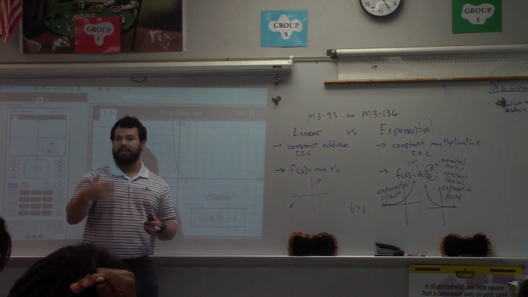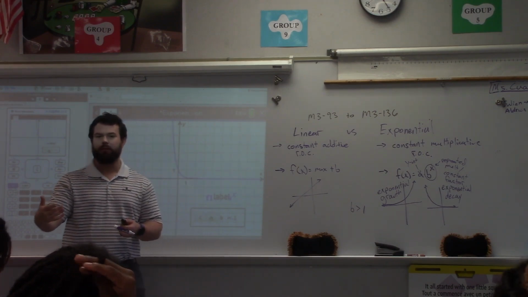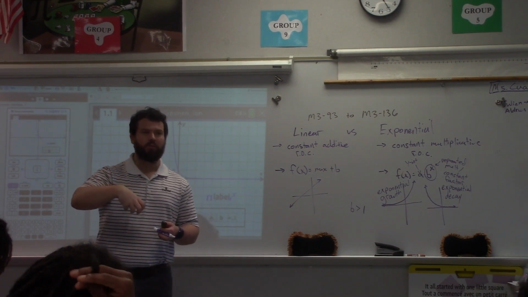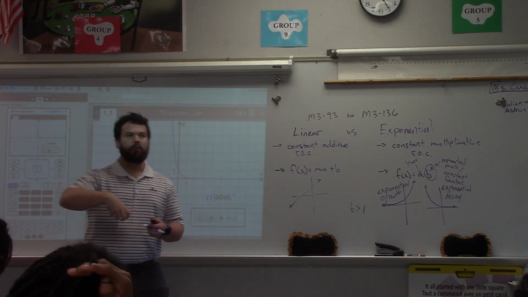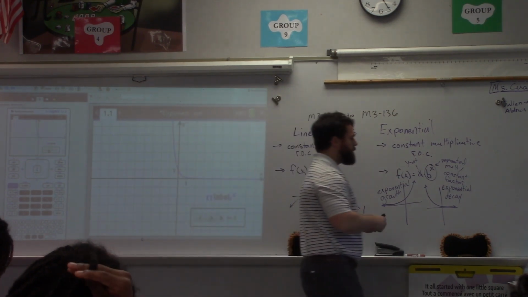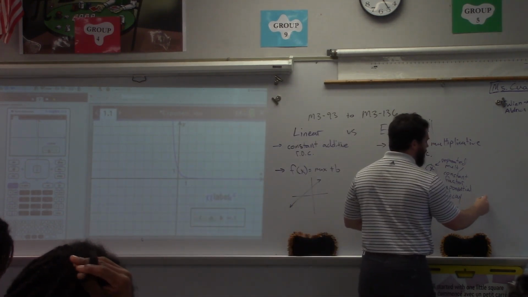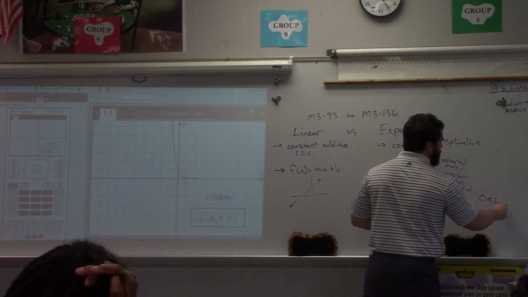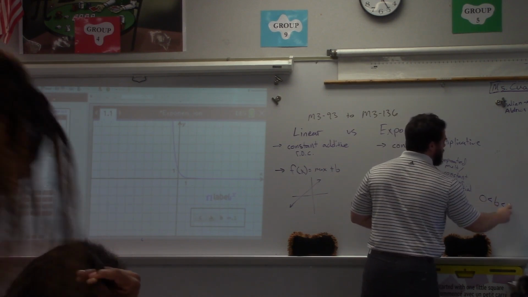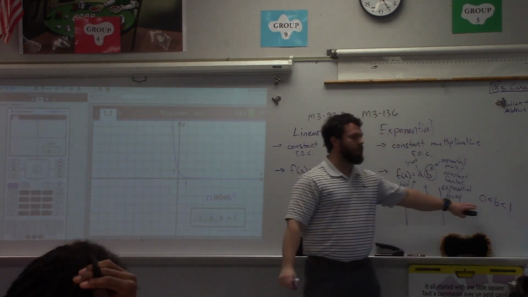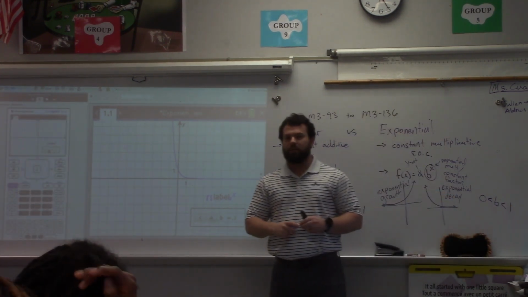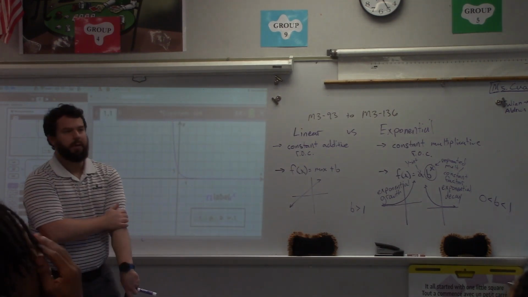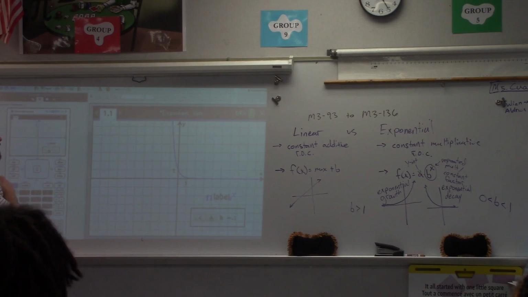If I take 16 and I multiply it by a half, what do I get? 8. See how that got smaller? If I take 16 and I multiply it by a fourth, what do I get? 4, right? Quick math. So it's an exponential decay if my base is in between what? 1 and 0. If my base is between 0 and 1, it makes the number smaller, so it decays over time. If my base is greater than 1, it's growing.